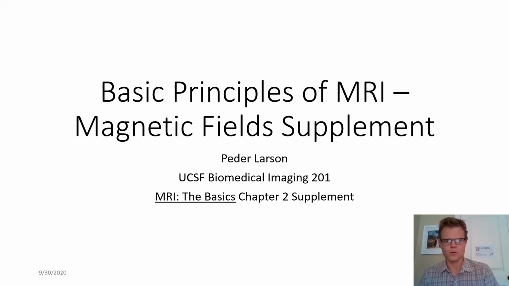Hello. So this is a lecture for UCSF Biomedical Imaging 201 Principles of MRI. This is some optional material, but that I wanted to present as a supplement to some of the information that's in Chapter 2 of our textbook, MRI the Basics. A little more focusing in on some of the principles of creating and detecting magnetic fields, since we talked a little bit about particularly RF coils and also the creation of main magnetic field that this is relevant to.